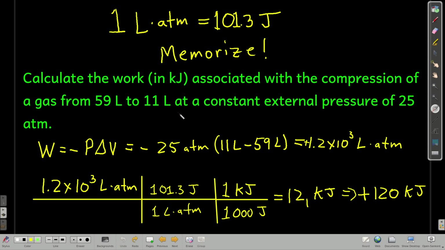All right, so we want to calculate the work. It's negative P delta V. The P is constant. It's 25 atmospheres. Delta V is the final minus initial volume. So final is 11, initial is 59, 11 minus 59. And so we get positive, because the negative and the negative here cancel, positive 1.2 times 10 to the third liter atmospheres, converting it to joules and then kilojoules, we get 120 kilojoules. Positive means that the system gained that much energy.